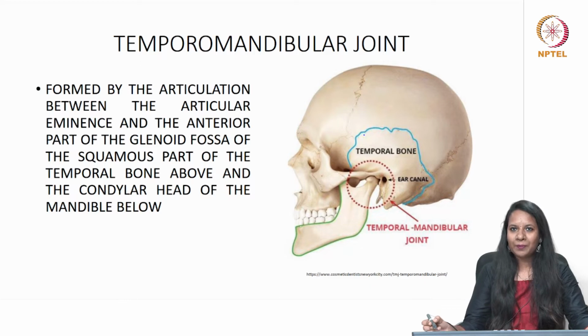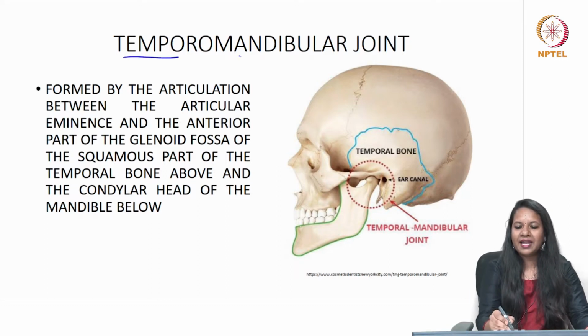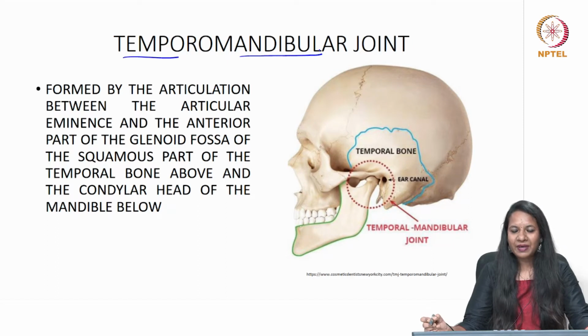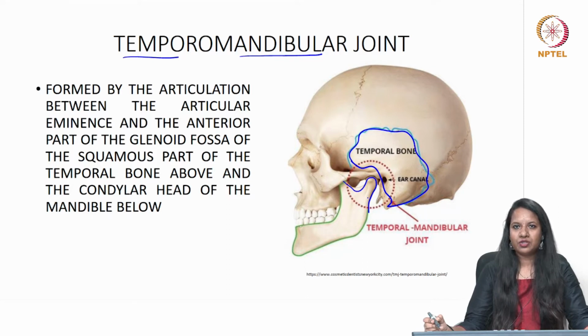Now, moving to our topic, temporomandibular joint. As the name suggests, it is an articulation between the temporal bone and the mandibular bone. It is formed by the articulation between the articular eminence and the anterior part of the glenoid fossa of the squamous part of temporal bone above and the condylar head of the mandible below. This is the temporal bone and this is the mandibular condyle. So, the articulation between these two bones is known as temporomandibular joint.